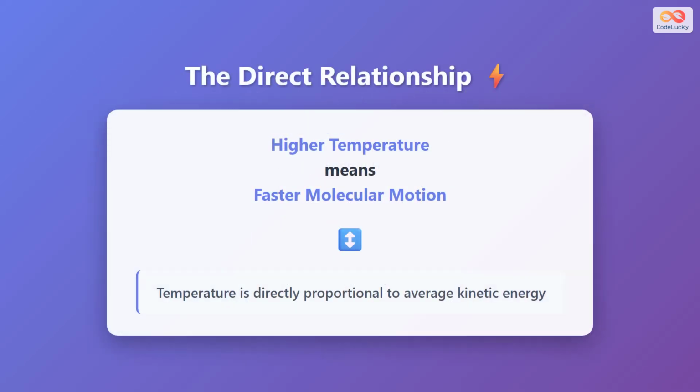Here's the key concept. There is a direct relationship between temperature and molecular motion. Higher temperature means faster molecular motion. Think of it this way. When you heat a gas, you're adding energy to it, which makes the molecules move faster. When you cool a gas, you're removing energy, which slows the molecules down. This relationship is proportional, meaning if you double the absolute temperature, you double the average kinetic energy of the molecules. This is why temperature is such an important property when studying gases.